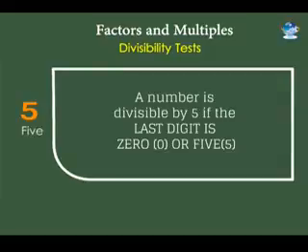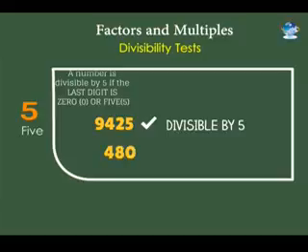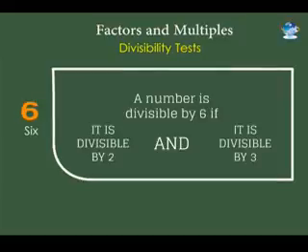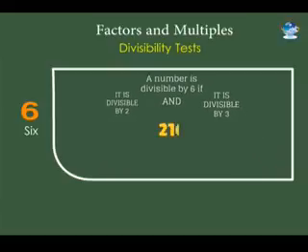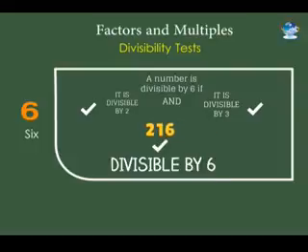A number is divisible by 5 if the last digit is 0 or 5. 9,425 is divisible by 5, and so is the number 480. A number is divisible by 6 if it's divisible by 2 and 3 as well. The number 216, for instance, the last digit is even, and the sum of its digits is 9. So it meets the divisibility test for 2 and 3, and hence it's divisible by 6.